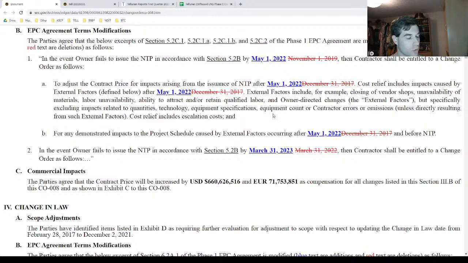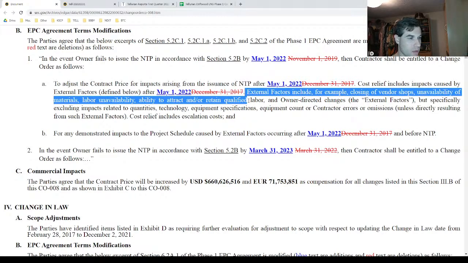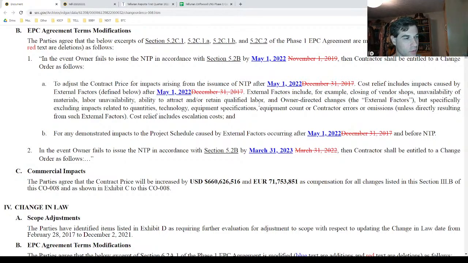So the risk is, as of right now, I think Bechtel is entitled to an additional change order due to external factors. Depending on how soon Tellurian is actually able to issue a notice to proceed, assuming that we get there, I think that might be a material impact here. But the increase that we saw was less than I was expecting, given some of the inflation in commodities that we've seen.